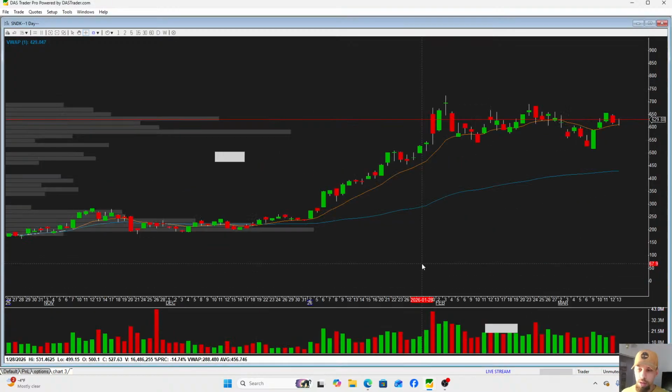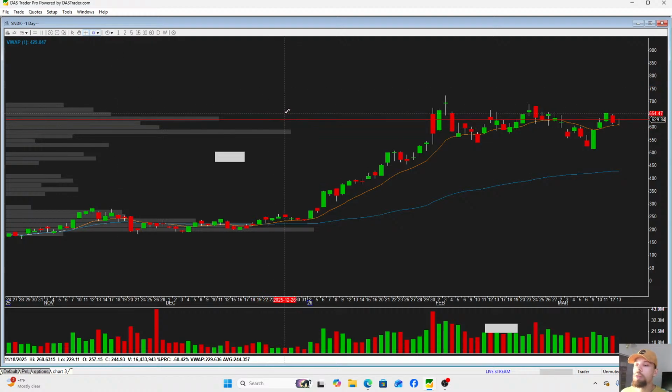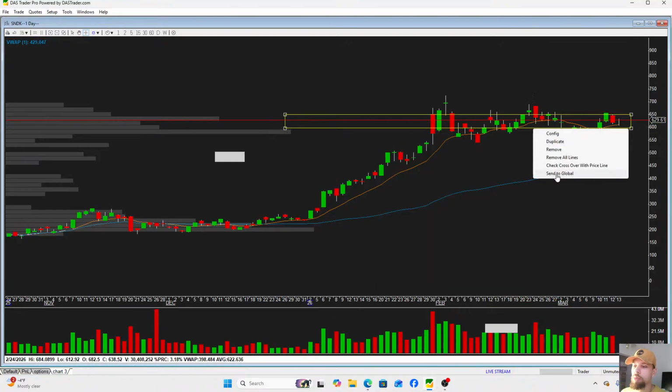SNDK, SanDisk, trade this one quite a bit. The liquidity on this one is not that good, so you really have to just rely on the volume. Volume bars toward the bottom, those will let you know if there's interest or not to the upside or downside. Okay, I think that's looking pretty good for SanDisk.